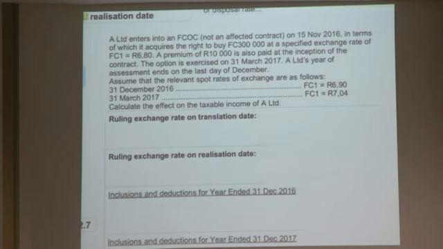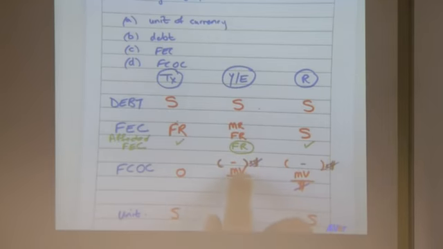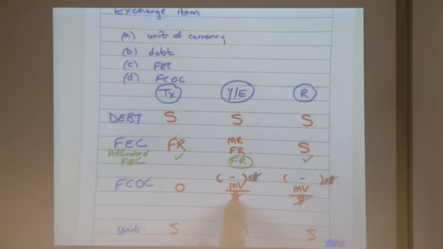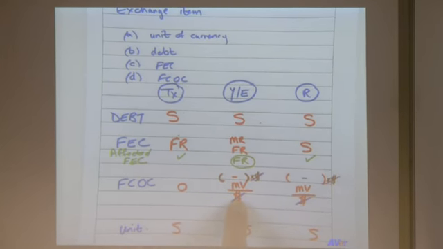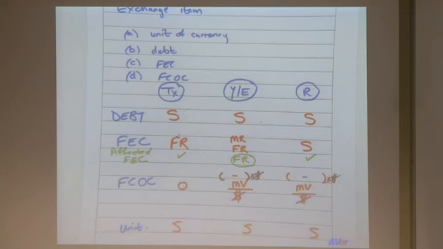The option is exercised on the 31st of March 2017, and the year of assessment ends on the last day of December. Assume that the spot rate originally was 690 at end of December, and then at realization date it was 704. So the first part, they ask you to calculate these ruling exchange rates. The ones that I've put there in the brackets are for year end and realization date, to try and get this intrinsic value divided by my foreign currency amount. So if I get that rate and that rate, I can start doing my exchange differences.